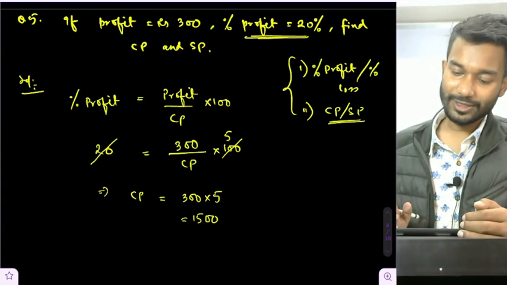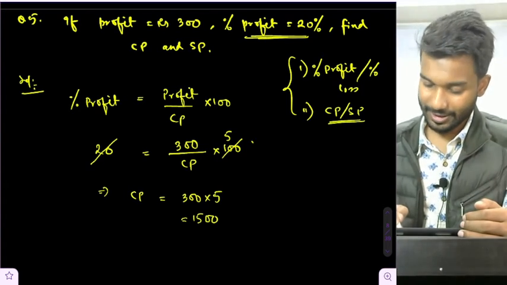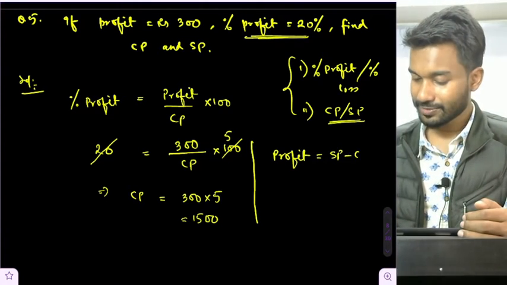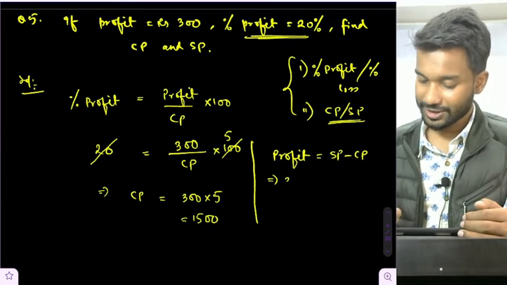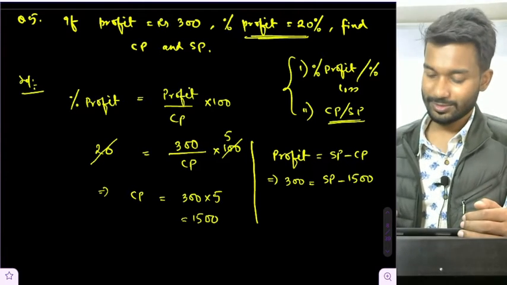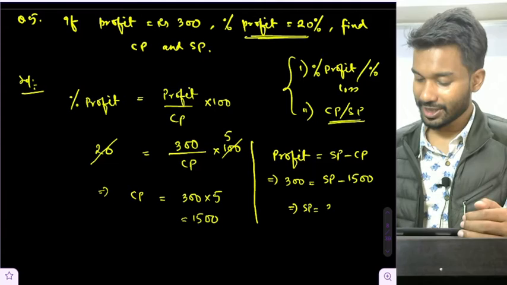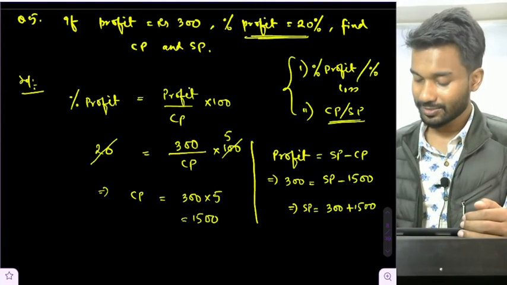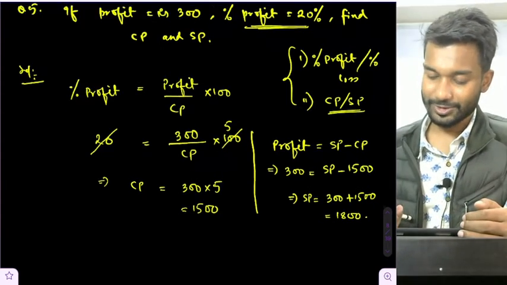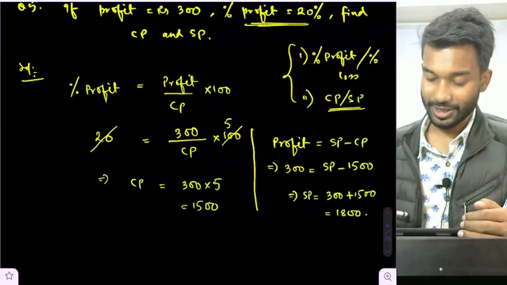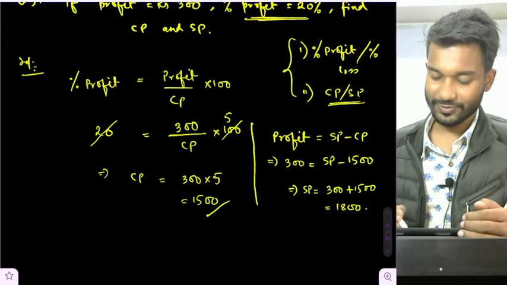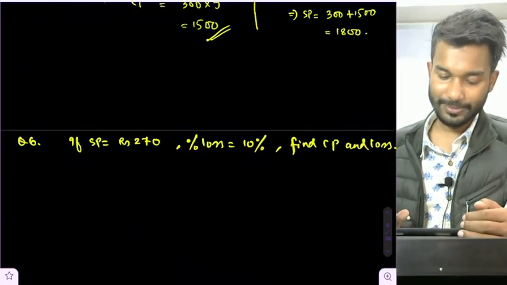They're asking find cost price and the selling price. Okay, now we know profit is equal to selling price minus cost price. Profit is given as 300 rupees, selling price we do not know, cost price is 1500. Simplify this. So selling price will be 300 plus 1500, and that will give us 1800 rupees. Okay, so profit will be our how much? Sorry, selling price will be 1800 rupees. Profit is 300, already given in the question. Cost price is 1500. Next question, you see.